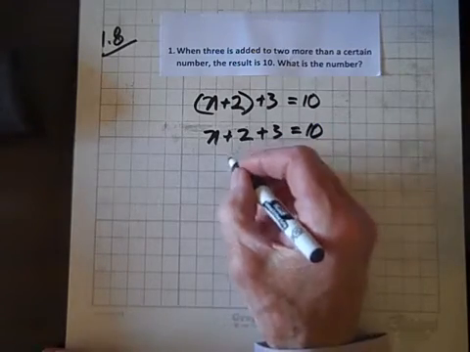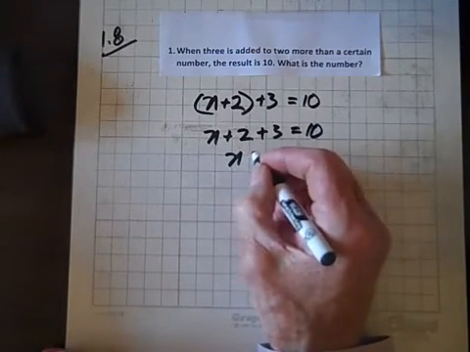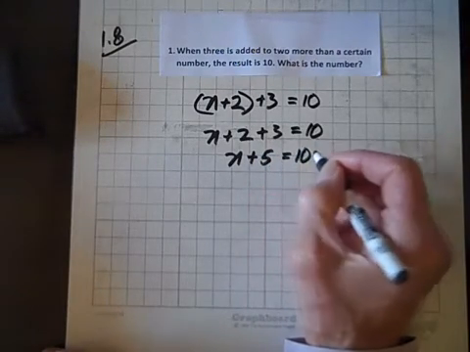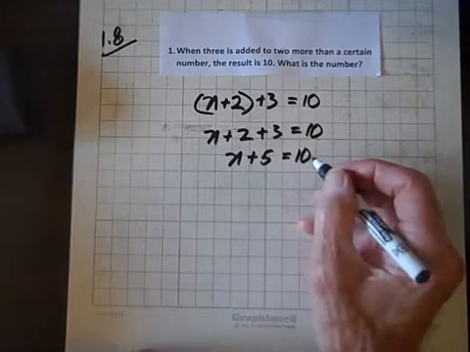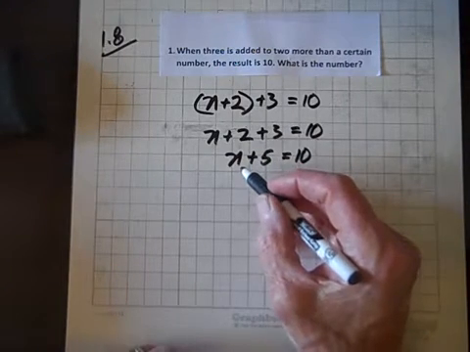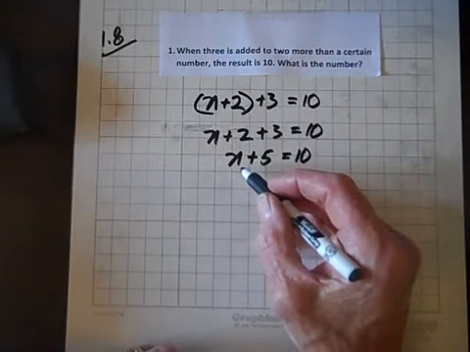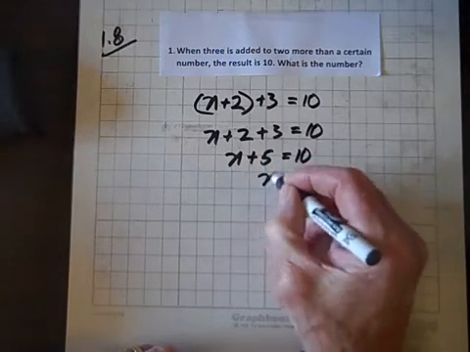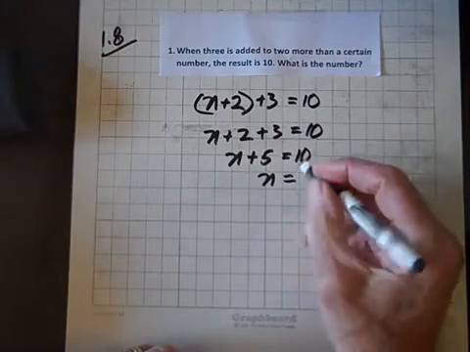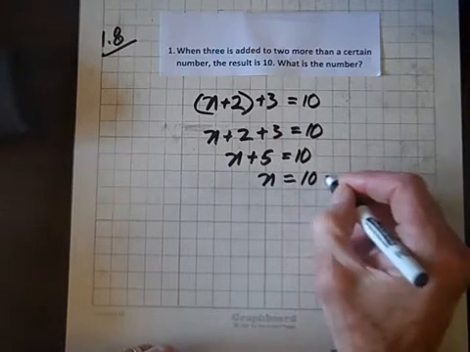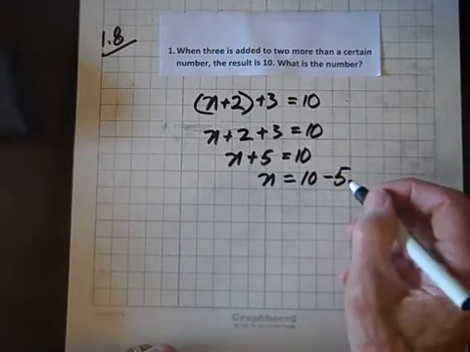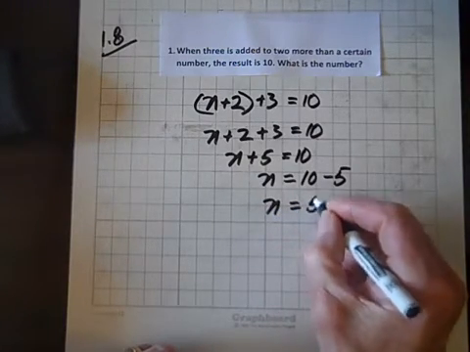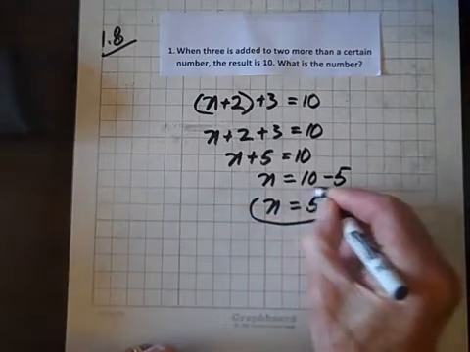So adding like terms here, we have 2 and 3 are like terms, so that's n plus 5, which equals 10. Now we'll subtract 5 from both sides because our goal is to isolate n. So n plus 5 minus 5 will just leave us n. And here we have to subtract 5 from both sides. And 10 minus 5 is 5, and that one's done.